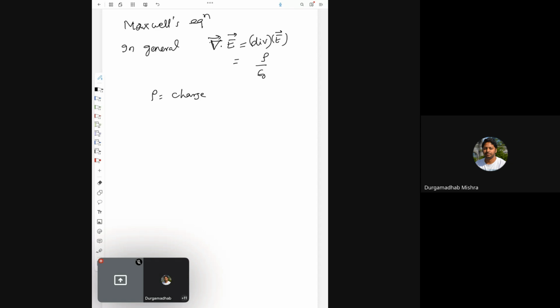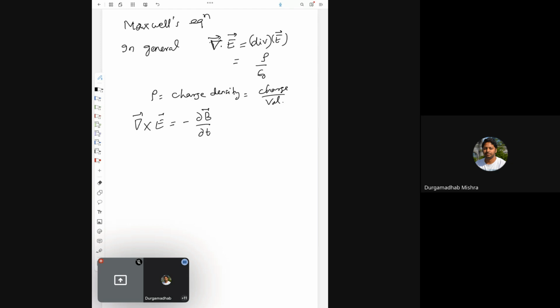The first one is del dot E, or the divergence of E, equal to rho by epsilon naught. Rho here is the charge density. Density means something per volume: normal mass density is mass by volume, so here charge density is charge by volume. Epsilon naught is the permittivity of space. Then the second equation is curl of E equal to minus del B by del t.